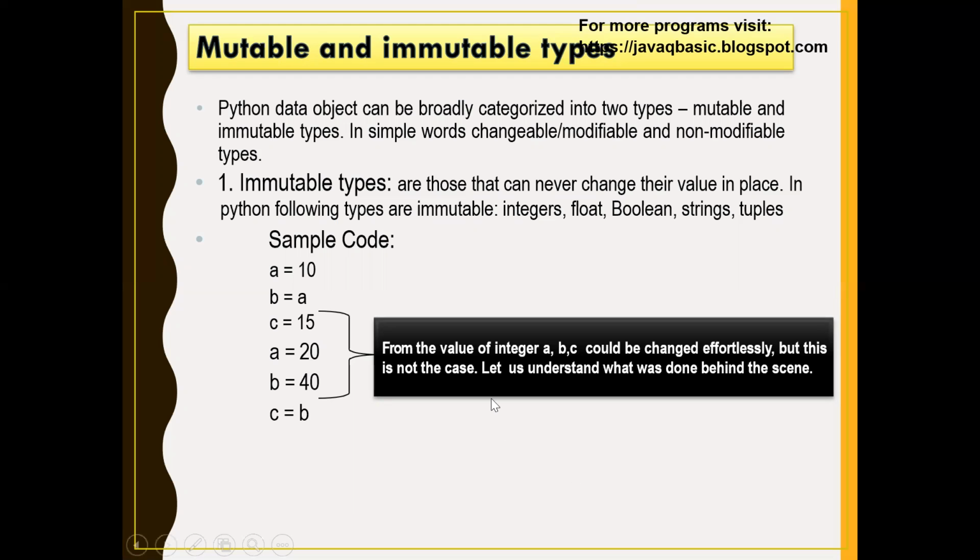Here you can see A is given 10, B is equal to A, C is equal to 15, again A is equal to 20, B is equal to 40, C is equal to B. Now see here it is written that the values of integers A, B, C could be changed effortlessly, but this is not the case. Now see why it cannot be.